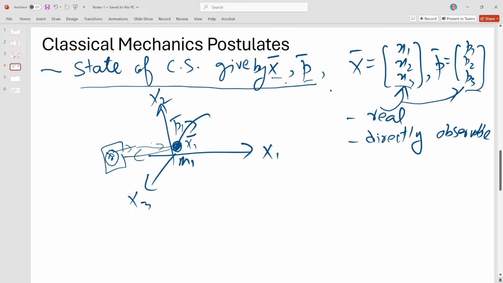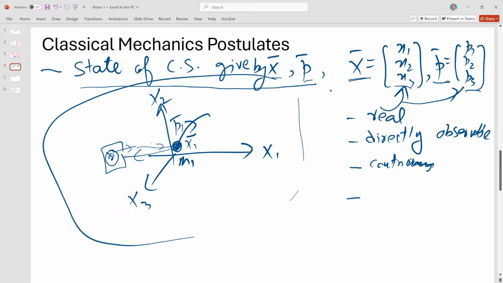And you see these position and momentum vectors are not only real and directly observable, but are also continuous. There are not a lot of restrictions on what values x and p can take, except that they shouldn't be infinite. All finite values are possible for these x and p. So in principle, all space and all possible values of momentum are available to be assigned as a state of the particle.